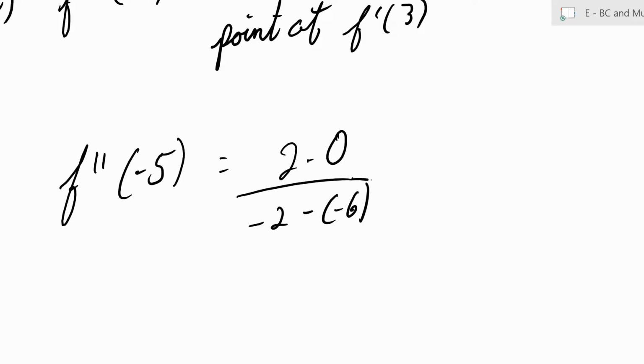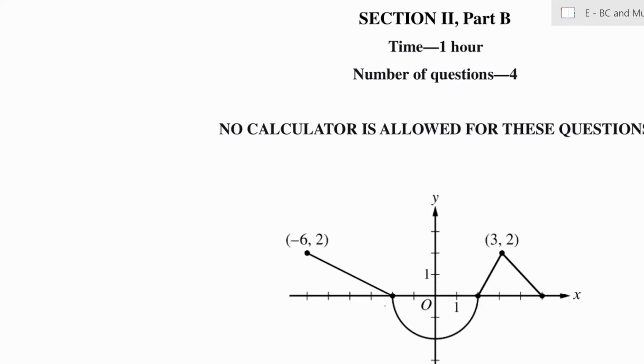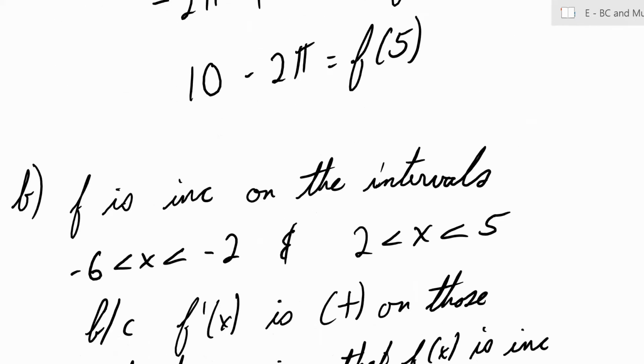The reason I chose those points is because, well, let's make it easy for ourselves. Negative 2 comma 0 and negative 6 comma 2. So if we find the slope of this line, it would be 2 minus 0 over negative 2 minus negative 6. Well, really, actually, sorry, I just forgot basic math for a second. It would be 2 minus 0 over negative 6 minus negative 2. Either way, you get the same answer, but let's just write it in the proper manner.